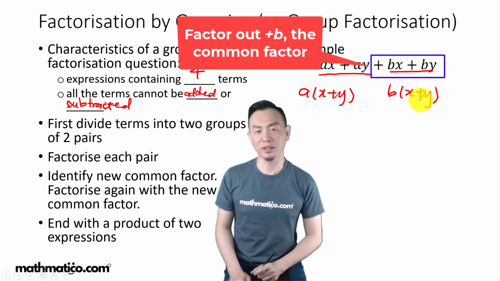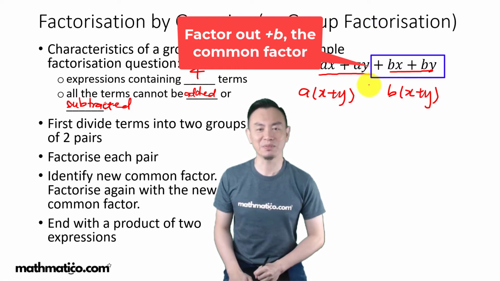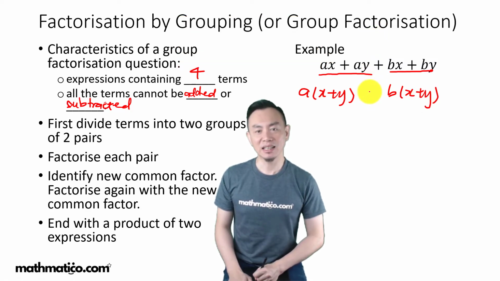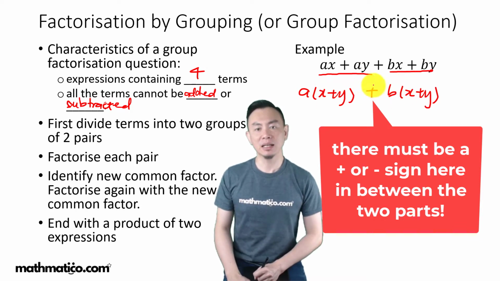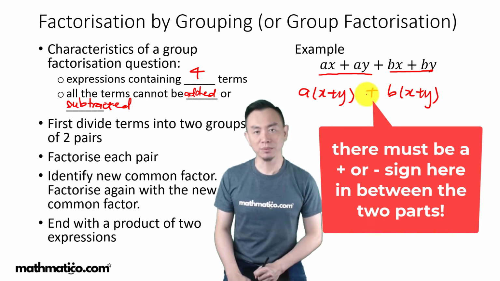Now, this is very important and many students miss this. There is a plus relationship between the two. After you factorize the first pair and the second pair, there is a sign in between. It could be plus or it could be minus. In this case, it is plus. So don't forget, this sign is very important.